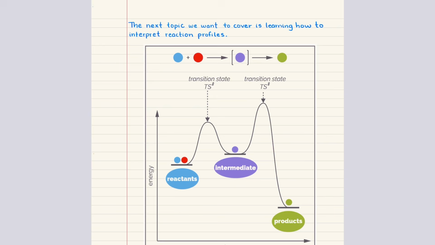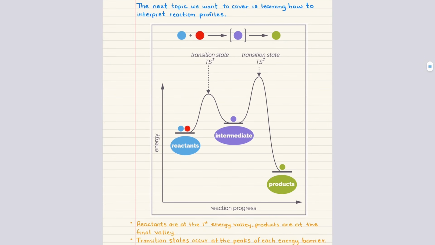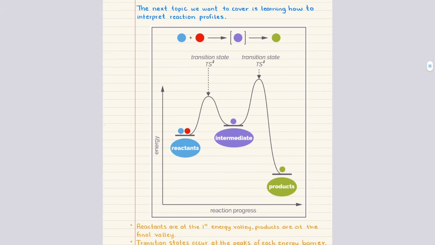These diagrams give us a visual picture of how the energy changes as reactants move towards products, and they really help us connect kinetic observations like rate constants and activation energies to the molecular story that's happening. A reaction profile is going to plot energy on the y-axis and reaction progress on the x-axis.